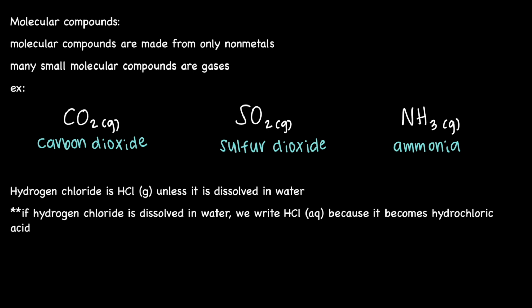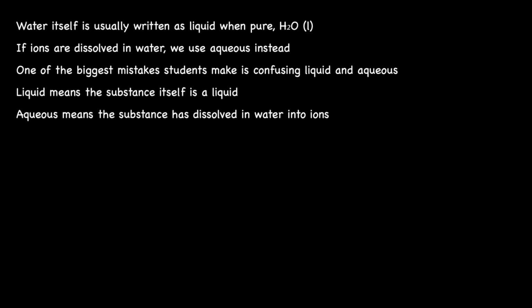If hydrogen chloride is dissolved in water, we write HCl aqueous because it becomes hydrochloric acid. Water itself is usually written as liquid when pure, H2O liquid, but if ions are dissolved in water, we use aqueous instead. One of the biggest mistakes students make is confusing liquid and aqueous. Liquid means the substance itself is a liquid. Aqueous means the substance has dissolved in water into ions.